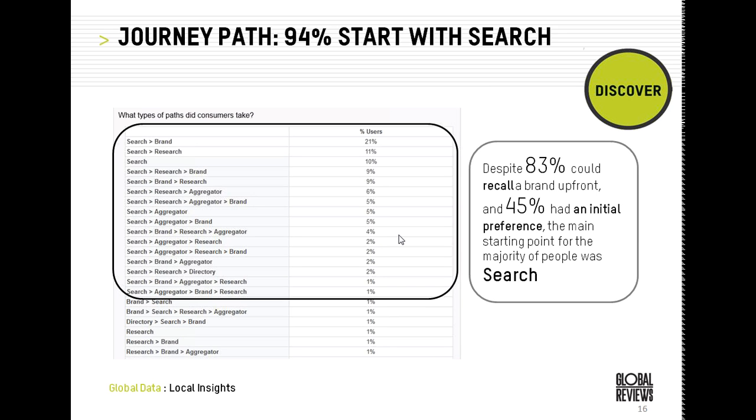Now just keep in mind that there was 83% who could recall a brand up front, and 45% had an initial brand preference, but they would still use search as their main starting point. So they don't go straight to the brand to find out more about this brand or other brands that they recall. They'll go straight to search to get an insight into what other options there are, and how can I find more information about accounts.